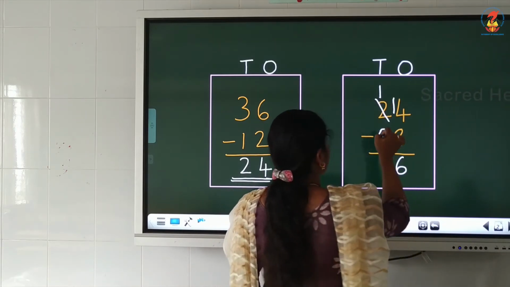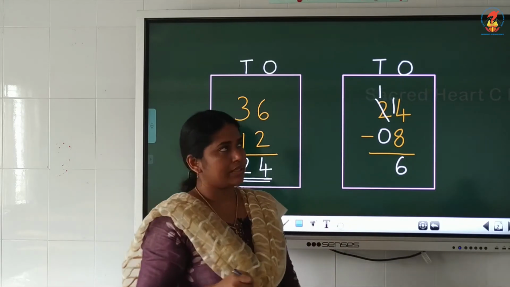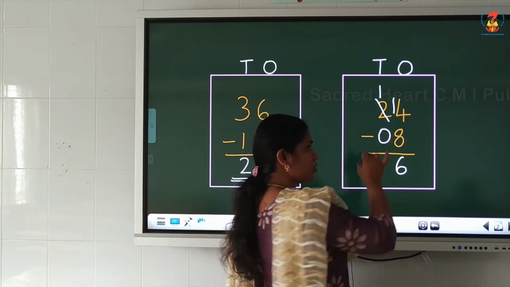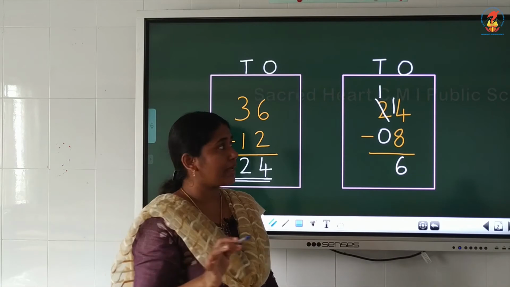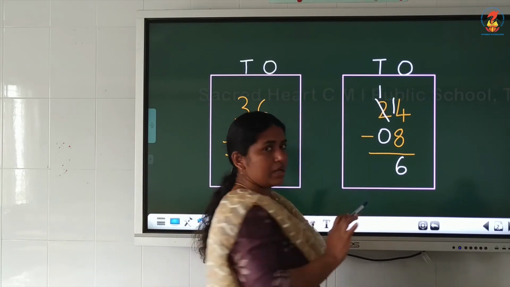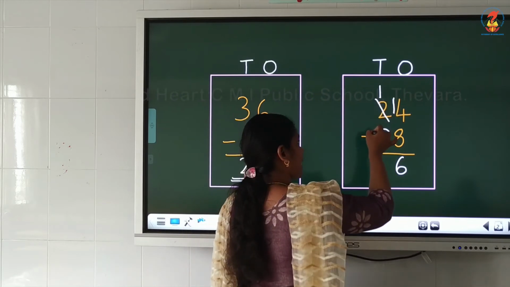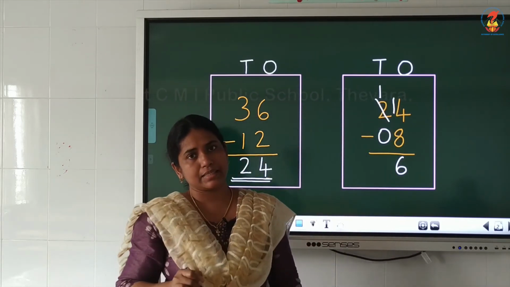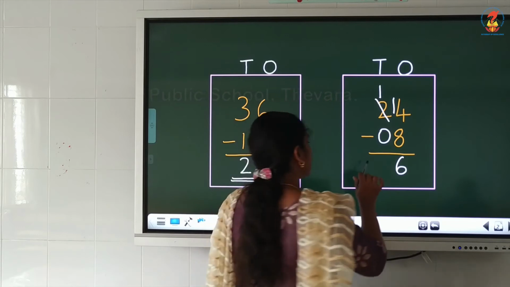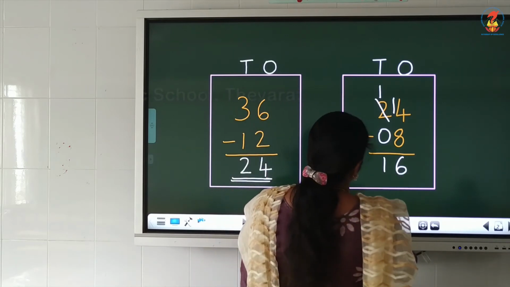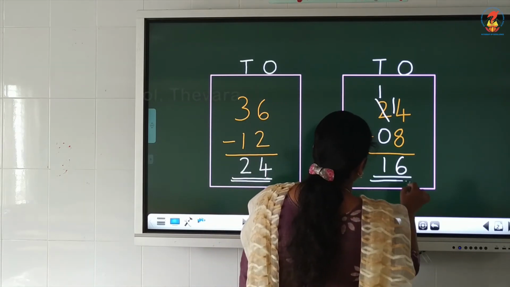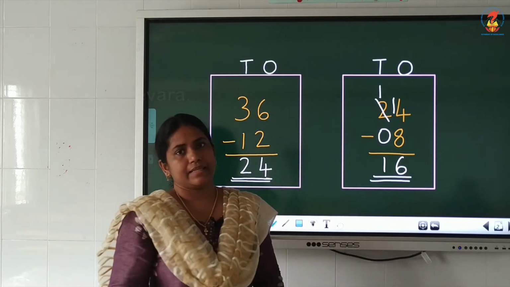Now 1 minus 0. Look at the tens place. Don't take this 2. We already cut and rewrote that 2 as 1 now. So we only have to subtract 1 minus 0. What is the answer? Subtracting 0, same number. 1 minus 0 is 1. So our final answer is 16.